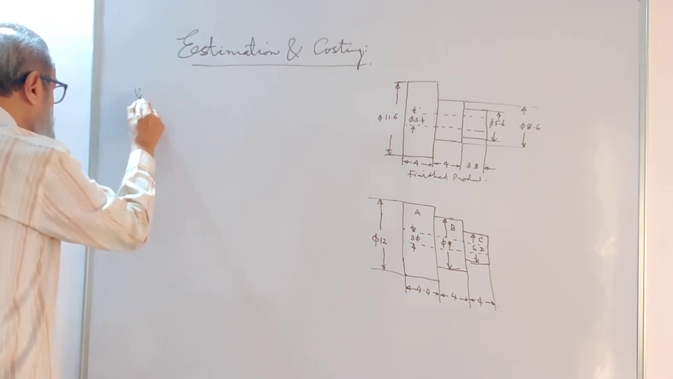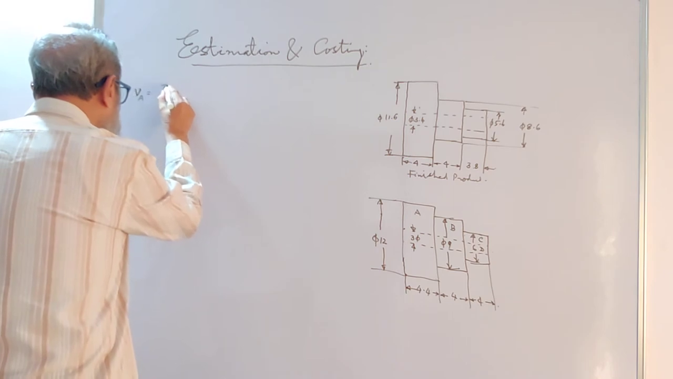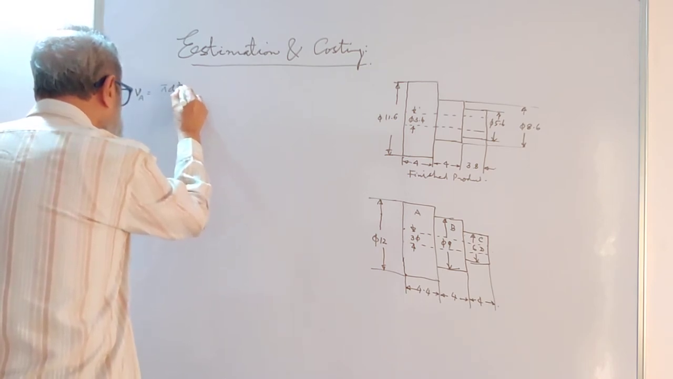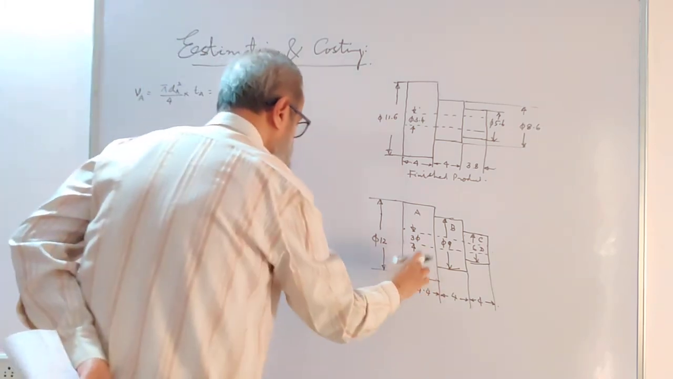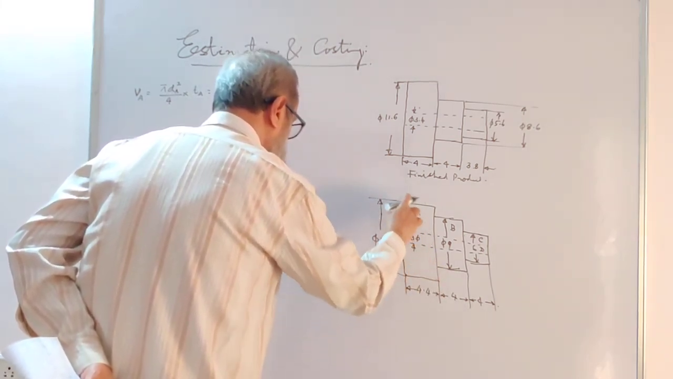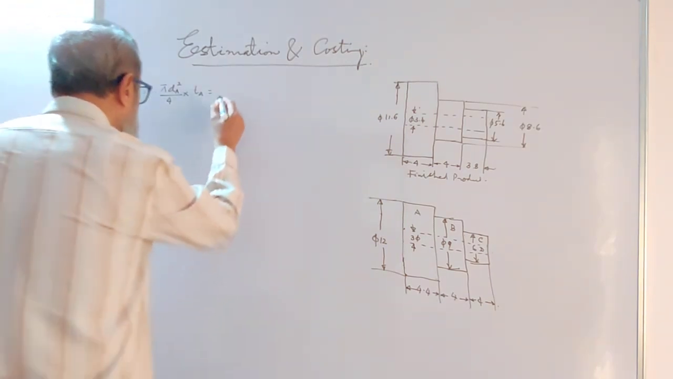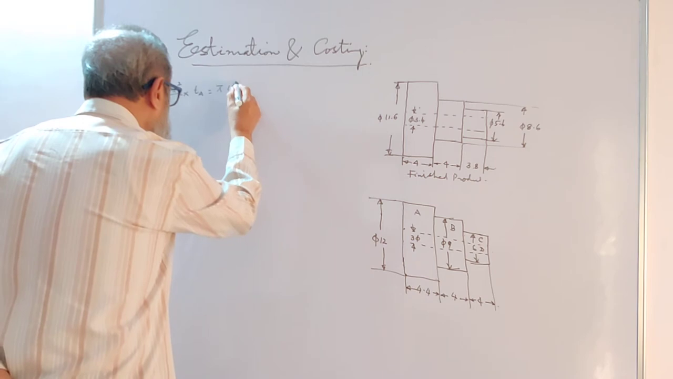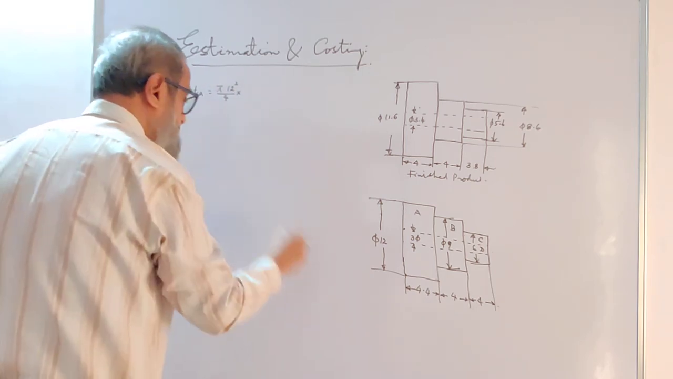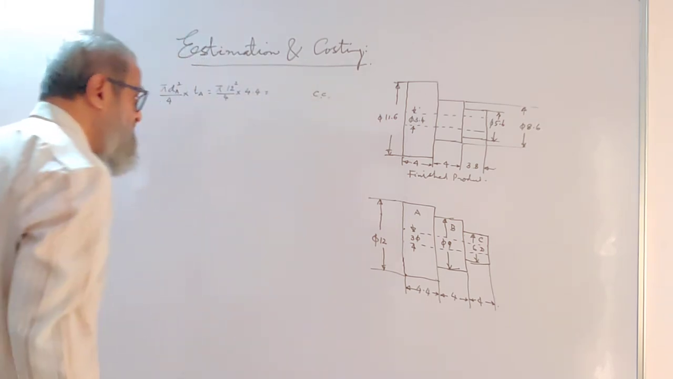Now VA, that is volume of the first step here, will be pi dA square by 4 into TA, area of the circle into thickness, because this is circular. So that will be pi into dA, 12 square, divided by 4 into 4.4. So many cubic centimeter it will be.